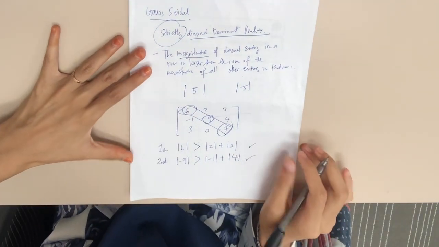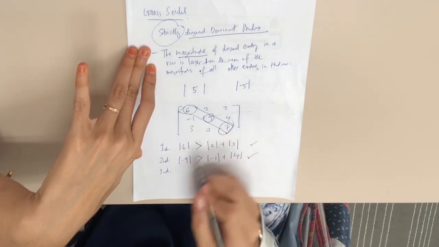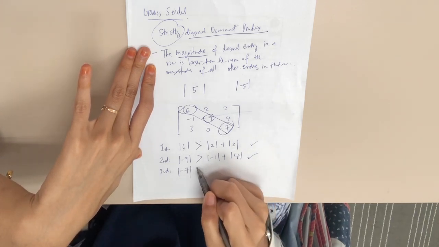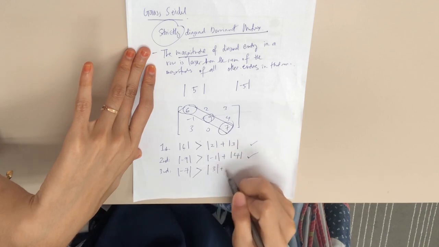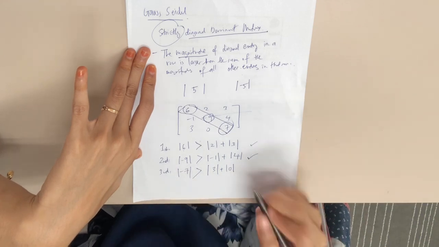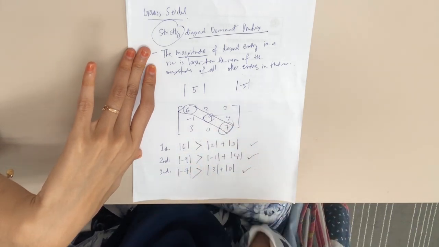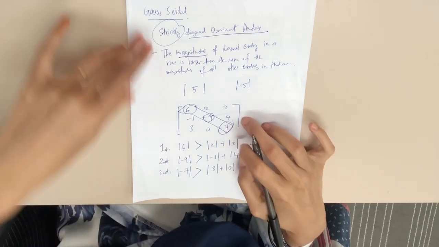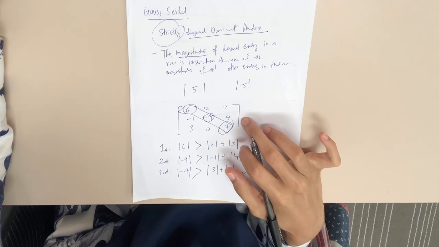Yes, correct. Okay, and then we do it for the third row. So this was negative 7. So still a magnitude, right? Then check whether it's greater than the summation of the other two numbers. 7 is greater than 3. Correct. So therefore, this matrix is already a strictly diagonal dominant matrix. Maksudnya matrix ni dah fulfill lah. It's a diagonal or strictly diagonal dominant.